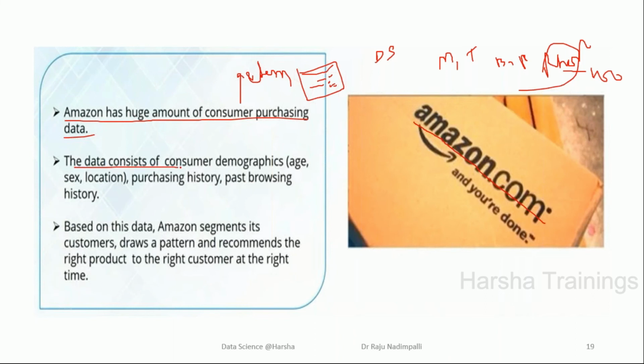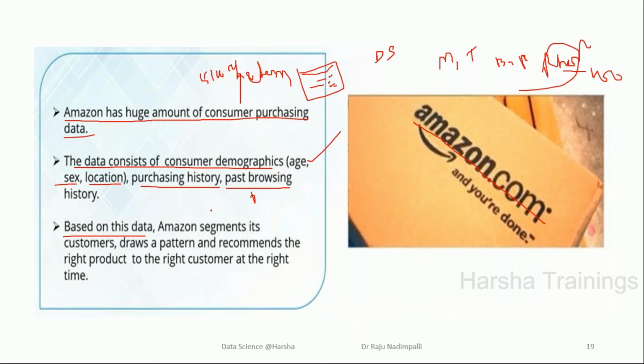Now the data consists of consumer demographics such as our age, gender, location where we are staying, and what items we have purchased over the last 5 or 10 years, and based on that, what we are going to purchase in future. They will also ask us to add a wish list.